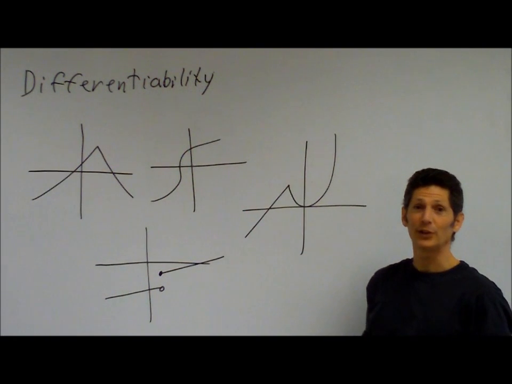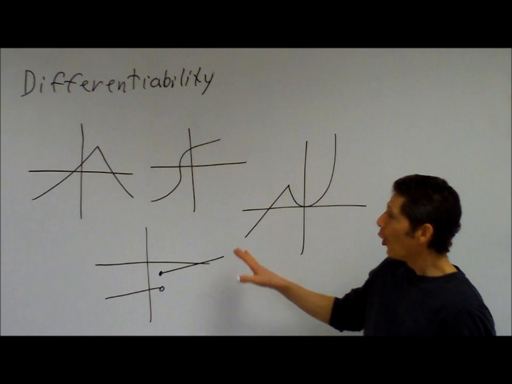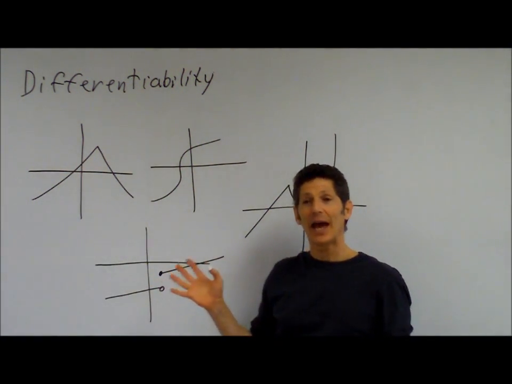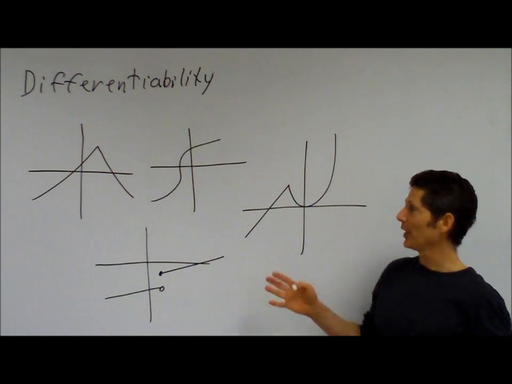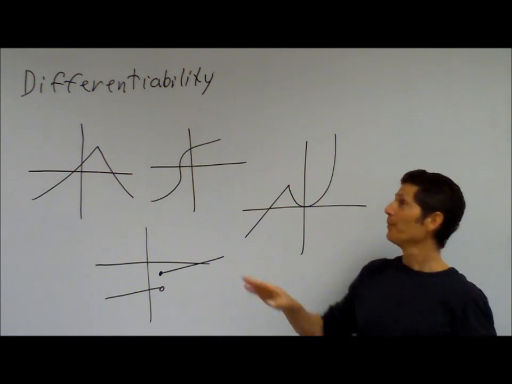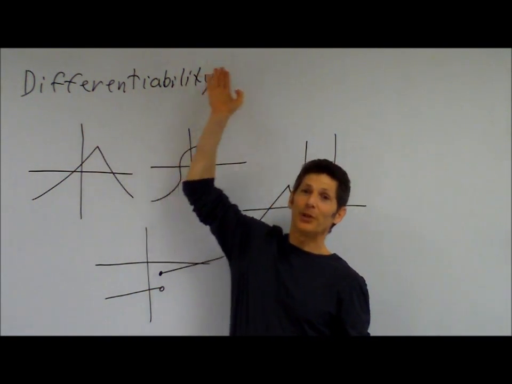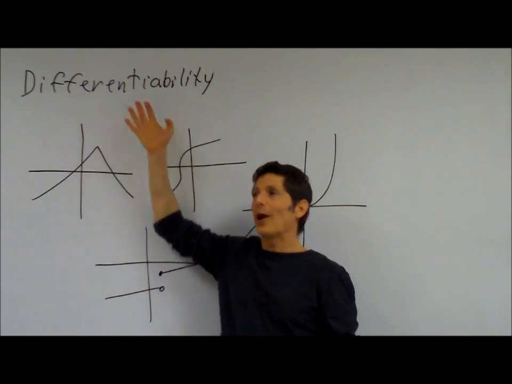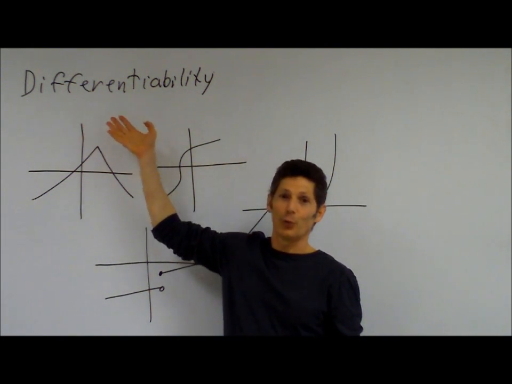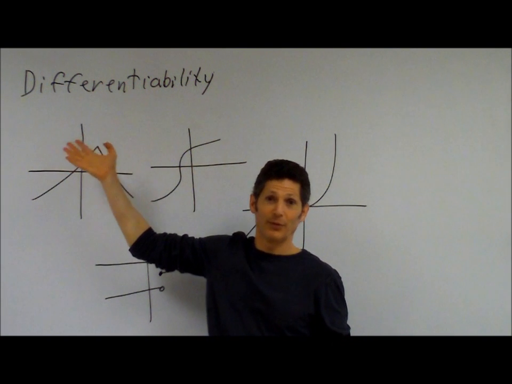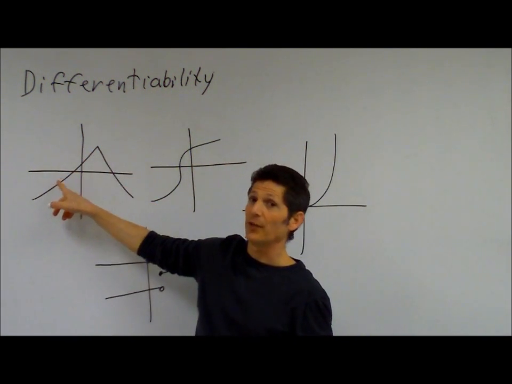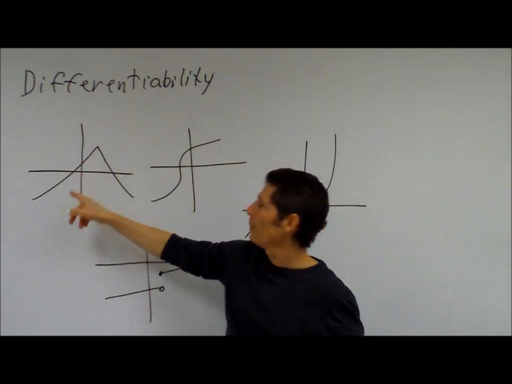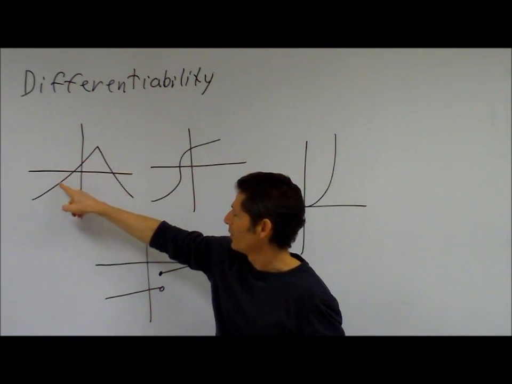I drew a few functions on the board here, and all of these functions have some place where they're not differentiable, some place where I cannot find the derivative. The term differentiability is really just saying, where can I find the derivative? Where can I find the derivative of this function? As you can see in this first case, it looks like I can find the derivative. Remember, a derivative is just a slope. I can certainly figure out what the slope is at all these places.